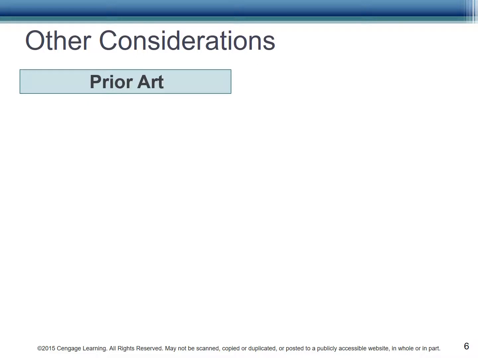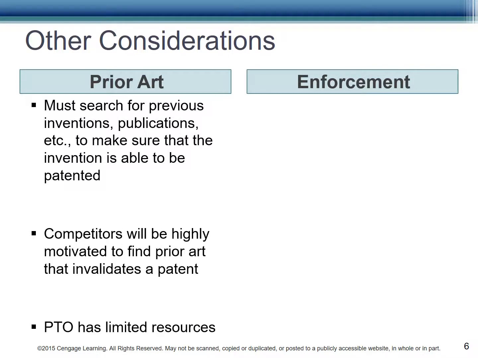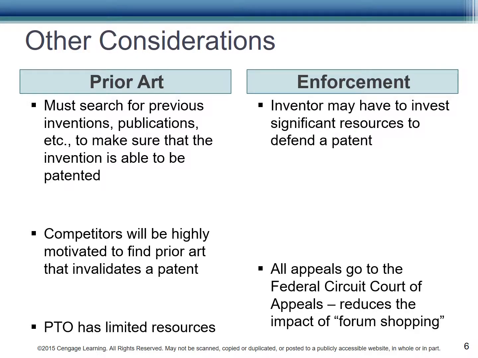As mentioned, with prior art, you are responsible for searching for other similar items to make sure that what you want to patent is eligible. As I said earlier, your competitors will be highly motivated to keep you from getting close to their IP. You have to do a thorough search of prior art, realizing that the PTO has limited resources.